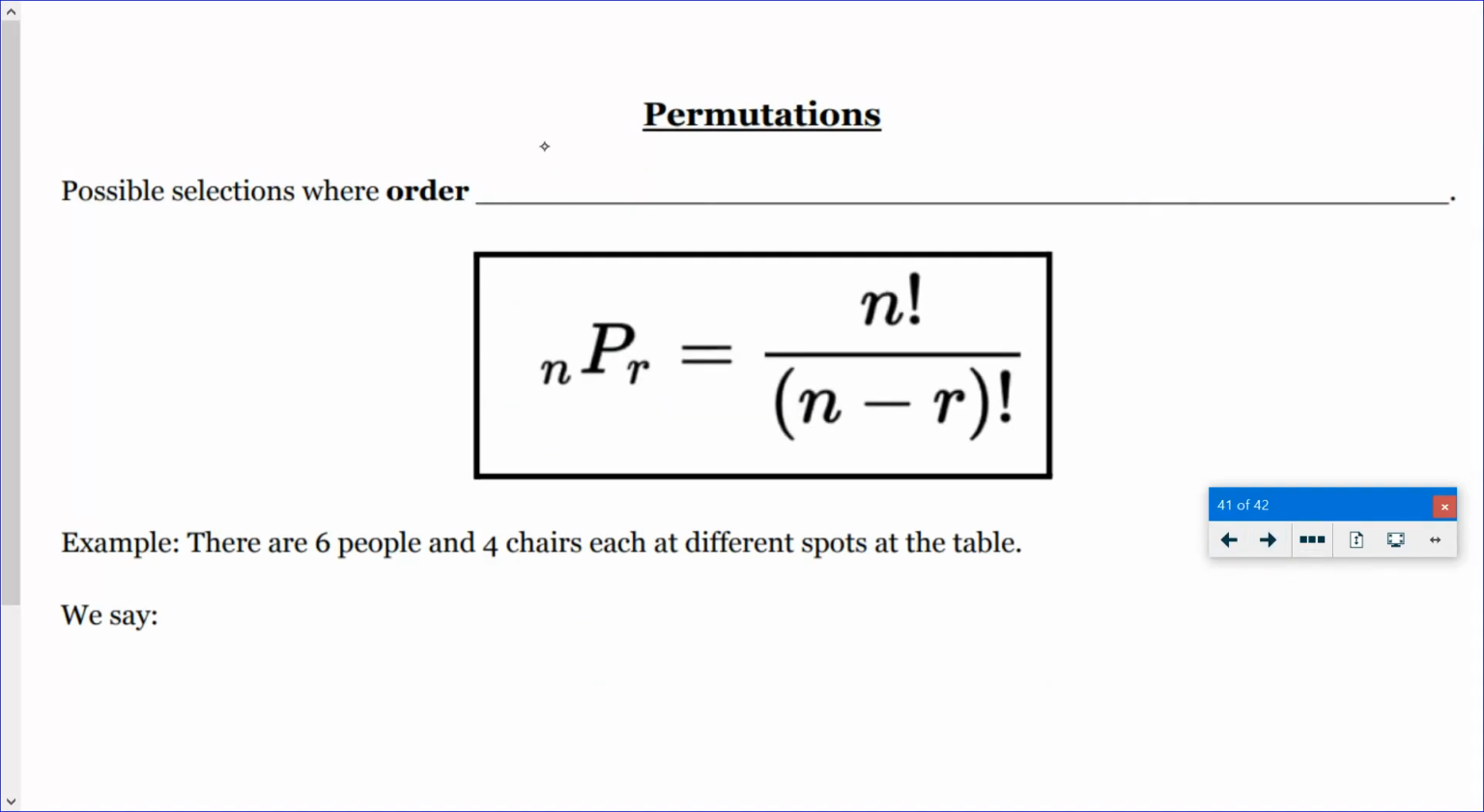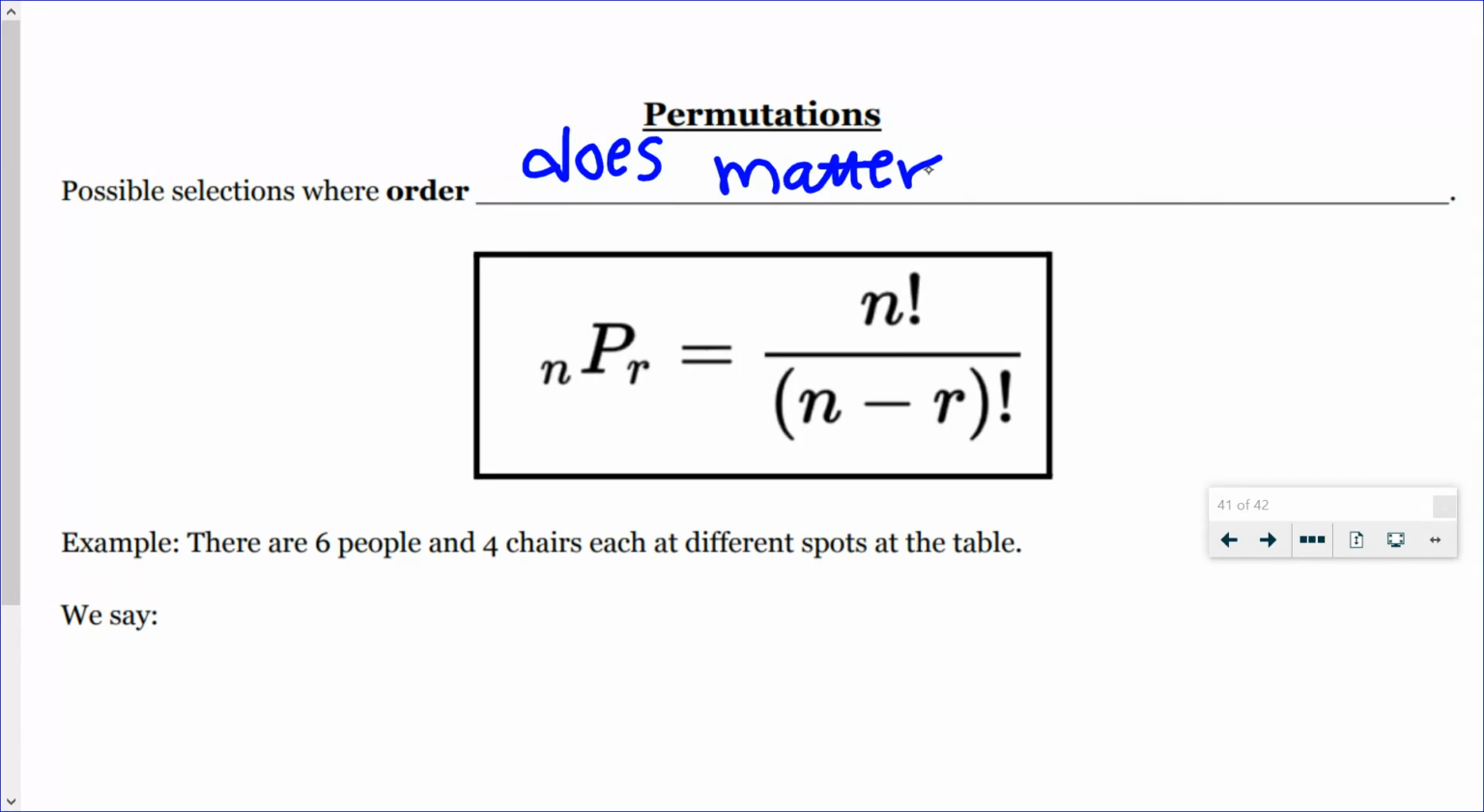In situations where the order does matter, those are called permutations. So permutations are where the order does matter.